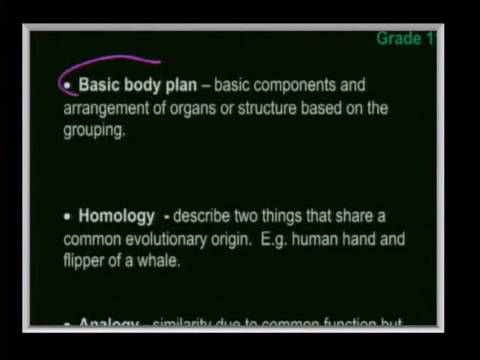So the first phrase or term we need to know is basic body plan. If you look carefully, it is the basic components and the arrangement of those components or organs or structures based on the organism's grouping. So what that means is, if you look at humans, all humans basically have the same organs, so they are internally arranged the same. Where another organism, if you look at something like the housefly, it would not have the same organs. It would have different organs, which would also then be arranged differently. So our basic body plans are totally different from the body plan, for example, of the common housefly.